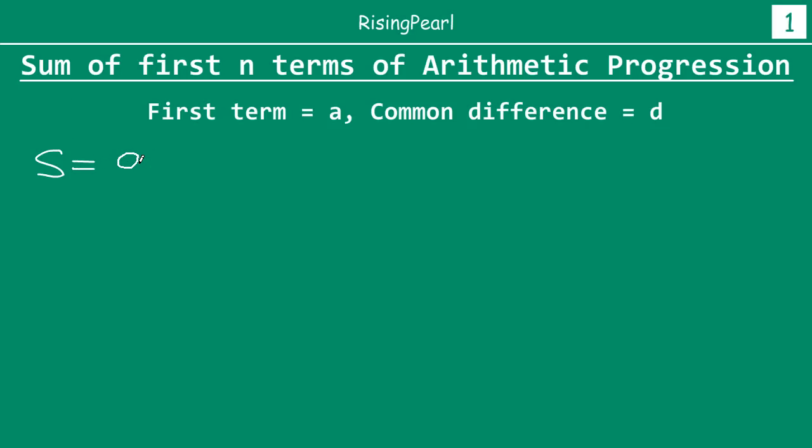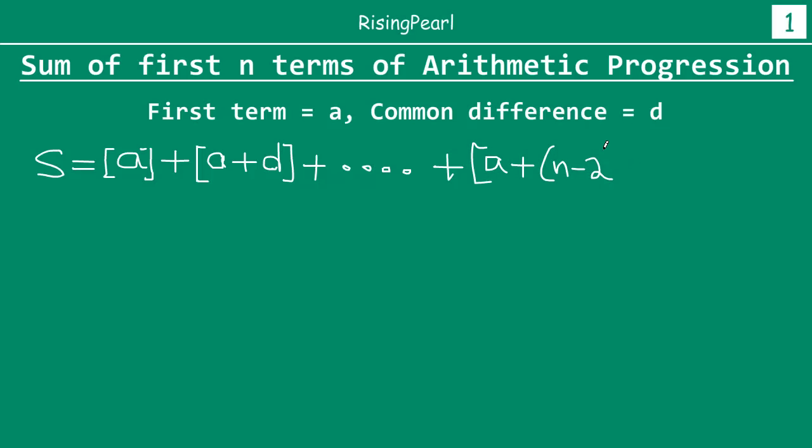So s is equal to the first term a plus the second term is a plus d, right? So if this is the first term, this is the second term, and this goes on like this, right? Plus, let's write the first two terms and let's write the last two terms. So the n minus 1th term was a plus n minus 2 times d. This is the n minus 1th term, plus the nth term is a plus n minus 1 times d, right? So we have written the first, second, dot dot dot, plus the last term, nth term, and n minus 1th term.